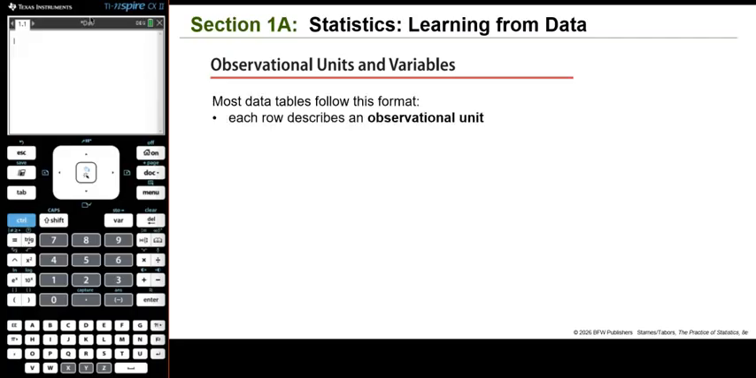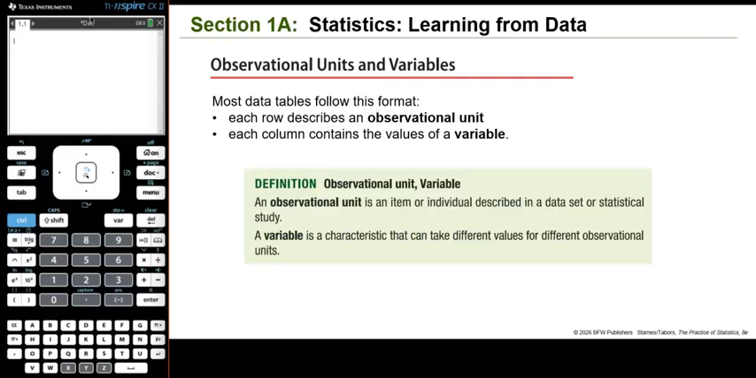Most data tables follow this format. Each row is an observational unit, and each column is a variable. Or maybe the first column is the observational units. You might think of it that way, the way a table works. You'll see in a second. An observational unit is an item or individual described in a data set. A variable is a characteristic that can take different values for different observational units. So you think of an observational unit as a person or a thing which you're studying. A variable is when you're collecting some percentage or measurement or something about those observational units.